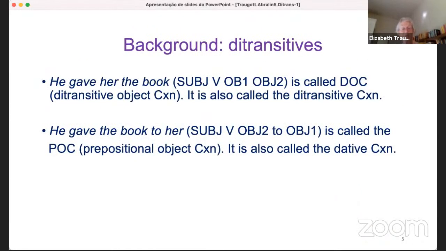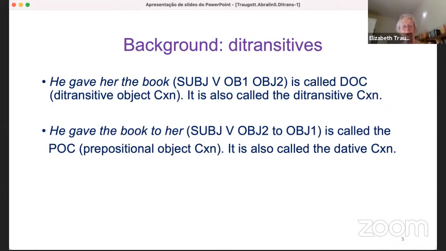You're probably very familiar with this. "He gave her a book": subject, verb, object one, object two, is called DOC, or ditransitive object construction. It's also called the ditransitive construction. So it's either DOC or ditransitive, and I'll probably use both those terms today.